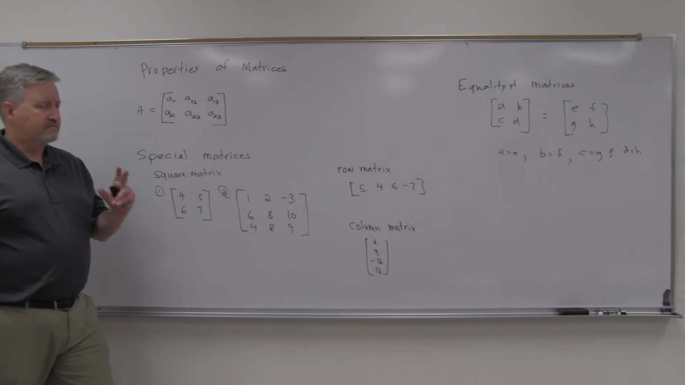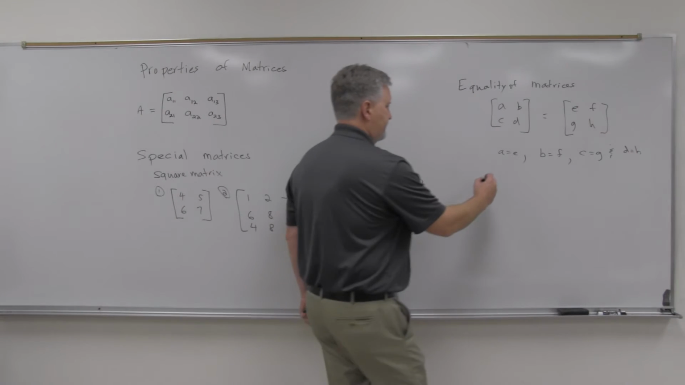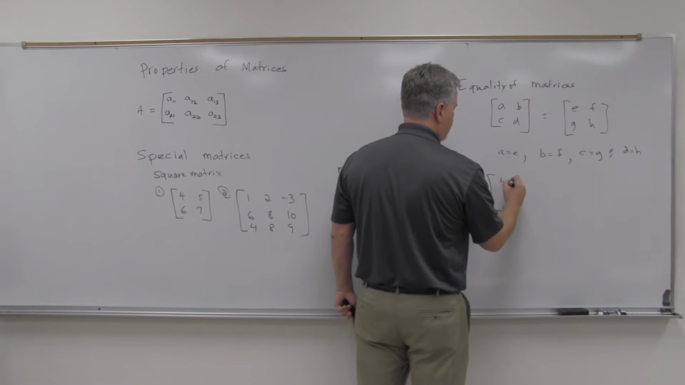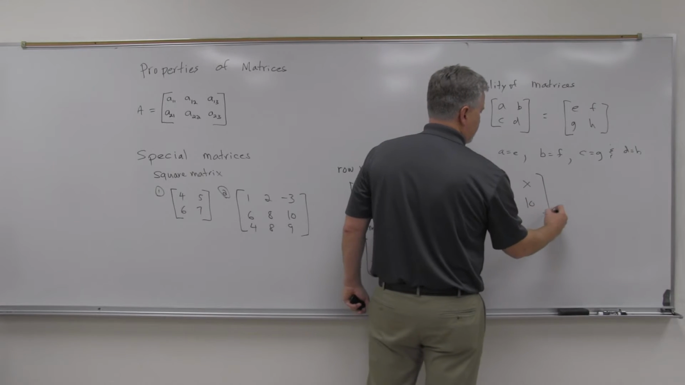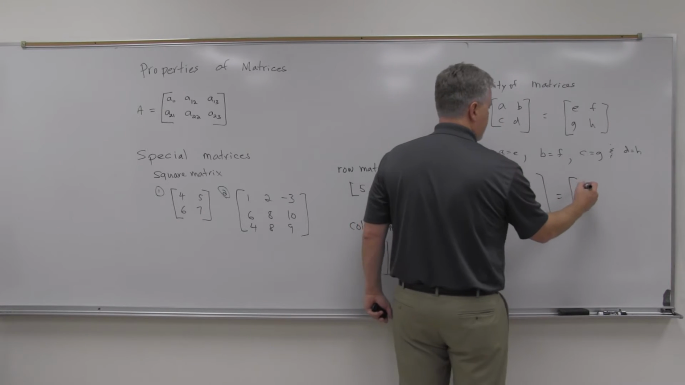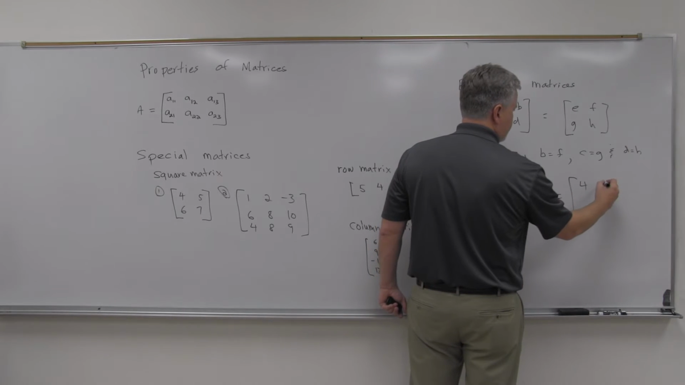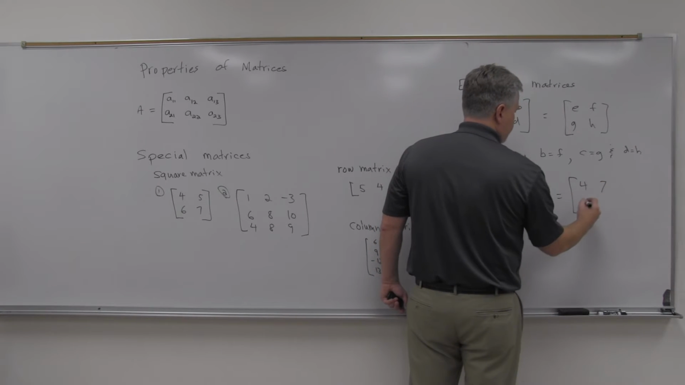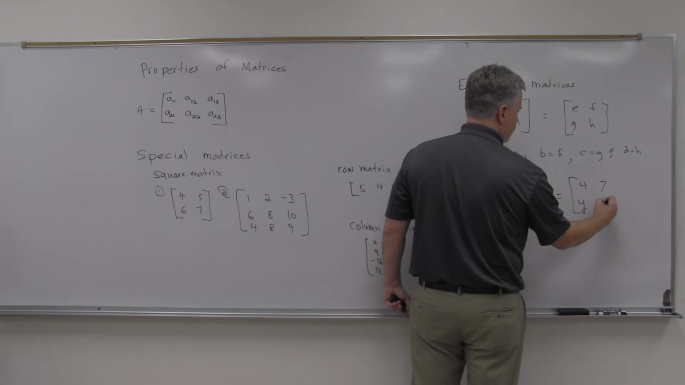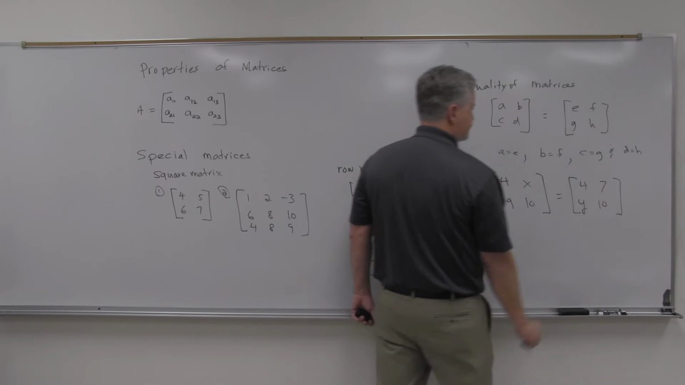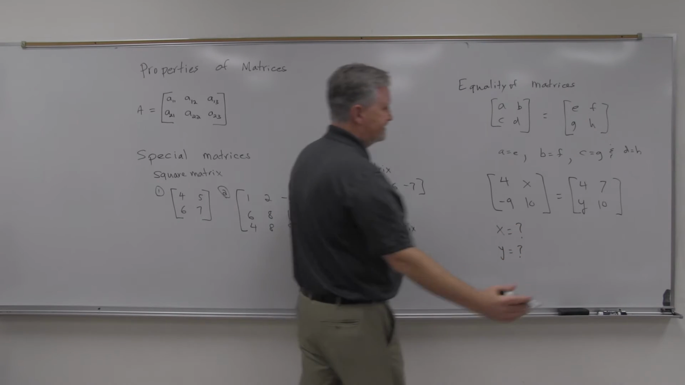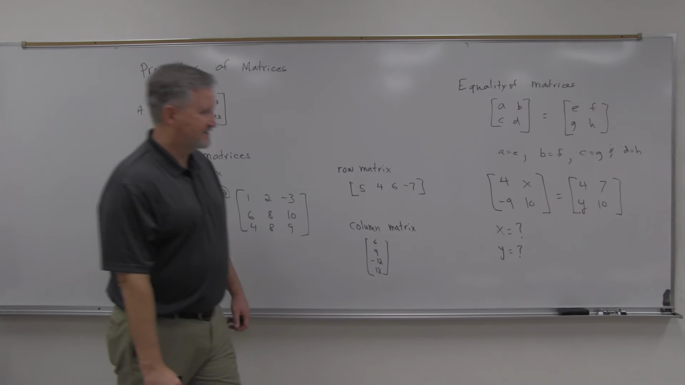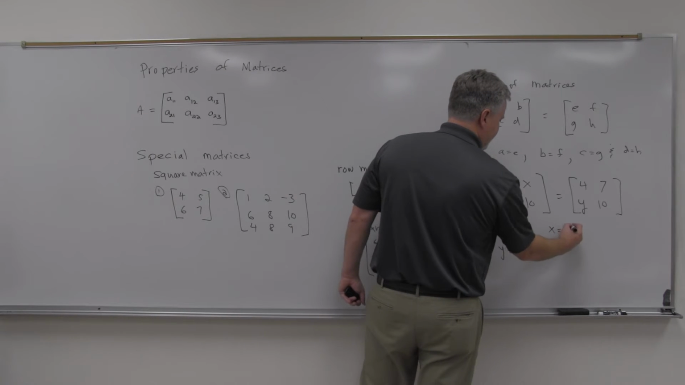The problems that sometimes they'll do is if they have, like, let's say a 4x and then -9, 10, and let's say that equals 4, 7, and then y 10. What does x equal and what does y equal? Well, X is 7 and Y is -9, yeah.